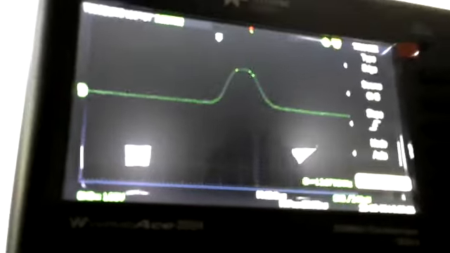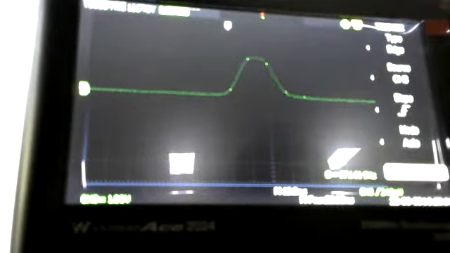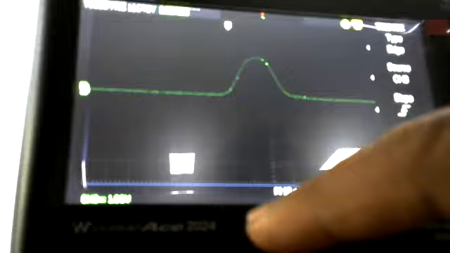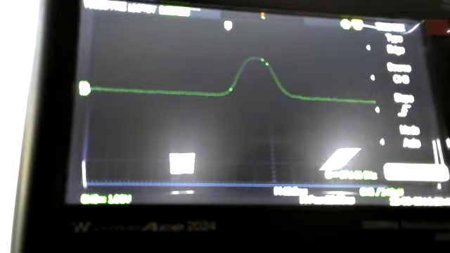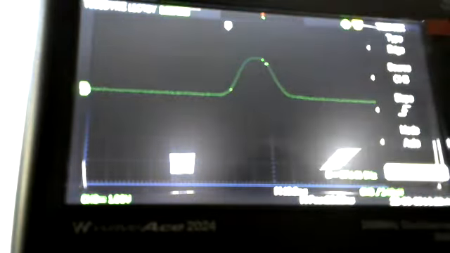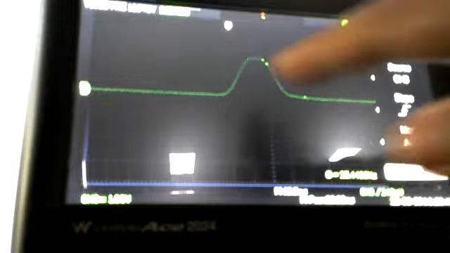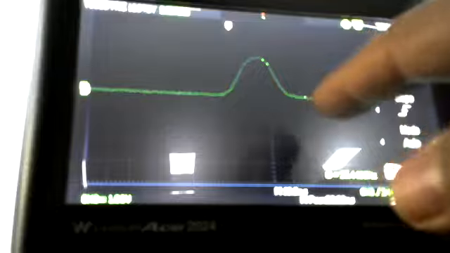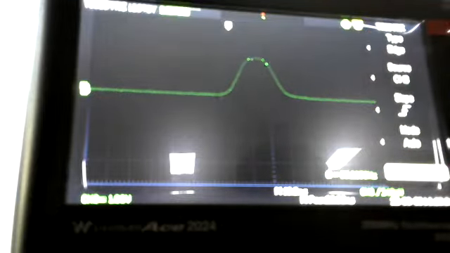The scales are not clearly visible, but it's 10 nanoseconds per division on the horizontal axis, and the vertical axis is 1 volt per division. So right now you're seeing there are two divisions it crosses on the vertical axis. So it's going from 0 to 2 volts, and it's roughly 20 nanoseconds in width. Of course, there are these rise and fall times, so it's rounded.